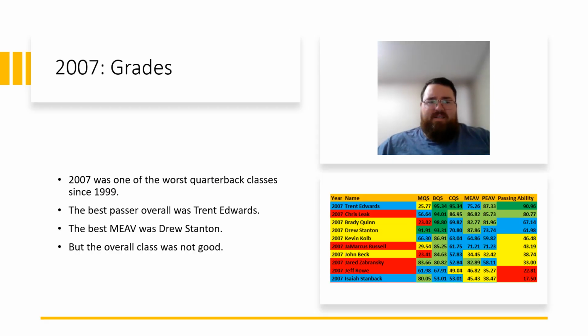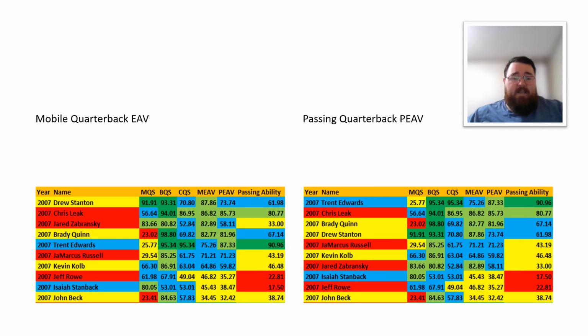Moving on to 2007. A lot of people want to say that the 2013 class was the worst class, but this is worse. Looking at this class, the best passer overall was Trent Edwards. The best MEAV, or mobile quarterback, was Drew Stanton. The overall class was just not good. I don't think there's much else to say about it. There was no 90 plus percentile mobile quarterback or passing quarterback. Drew Stanton was the top mobile quarterback and Trent Edwards was the top passing quarterback. So, not that great.